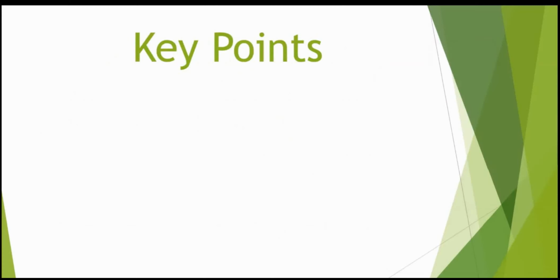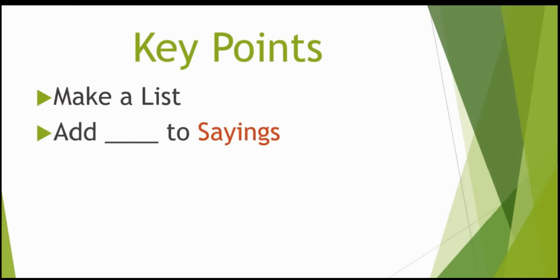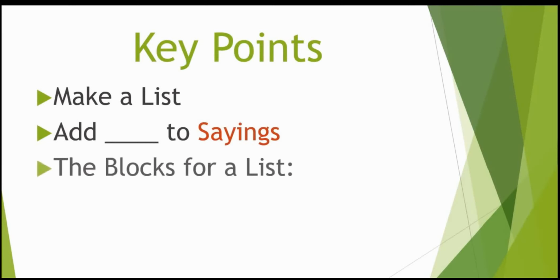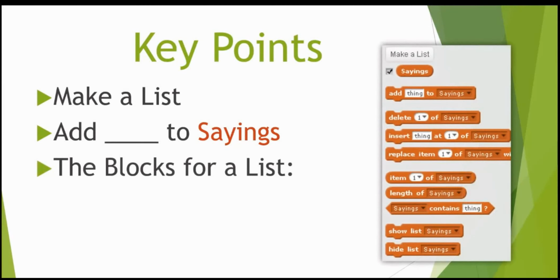Let's just take a moment now, just for a second, to say, what have we done? We've learned how to make a list. We've learned how to add things to sayings, which is the list that we created. And we're able to use the blocks for a list as well. So let's just take a moment to have a look at what these blocks do. So the first one we've used, which was add a thing to the block, which we've seen just over here.